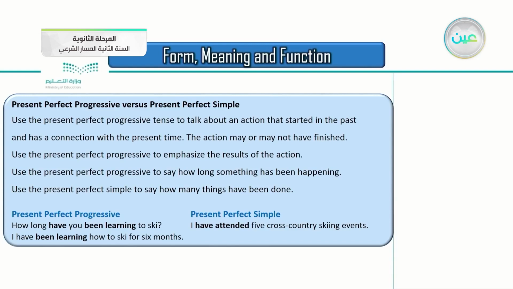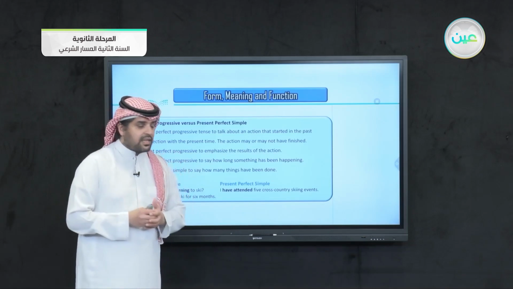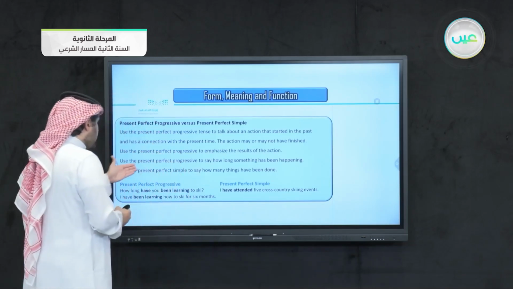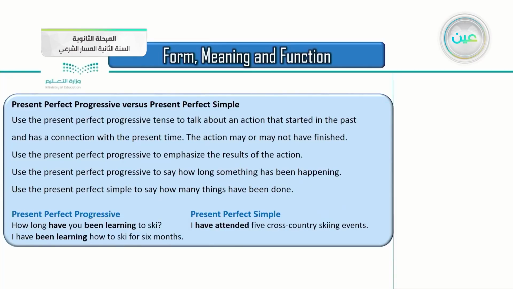Also here, we use the present perfect progressive to say how long something has been happening, as in we focus on time. Sometimes we use the present perfect progressive to focus on the duration of something that is happening. We also use the present perfect simple here to say how many things have been done.